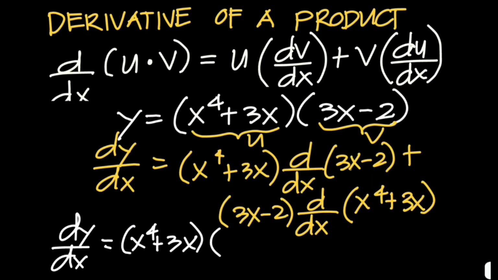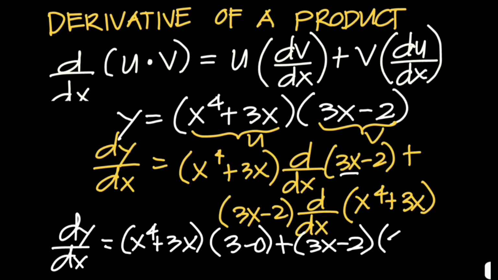So that is, the derivative of 3x is 3, because that is a constant and a function. 3 times the derivative of x is 1, so that is 3, minus the derivative of 2 is 0. Then plus 3x minus 2 times the derivative of x to the fourth plus 3x. Derivative of x to the fourth, we use the power rule, so that is 4 times x to the 4 minus 1. 4 minus 1 is 3, plus the derivative of 3x, which is 3.